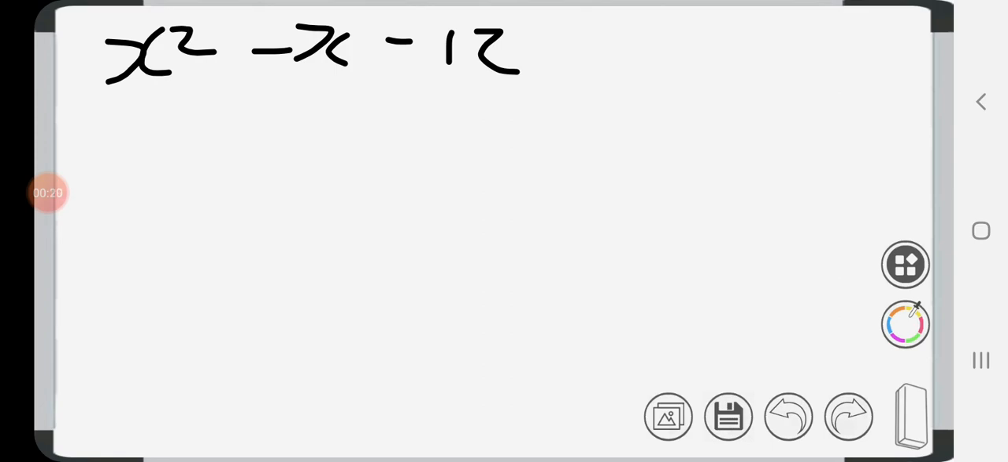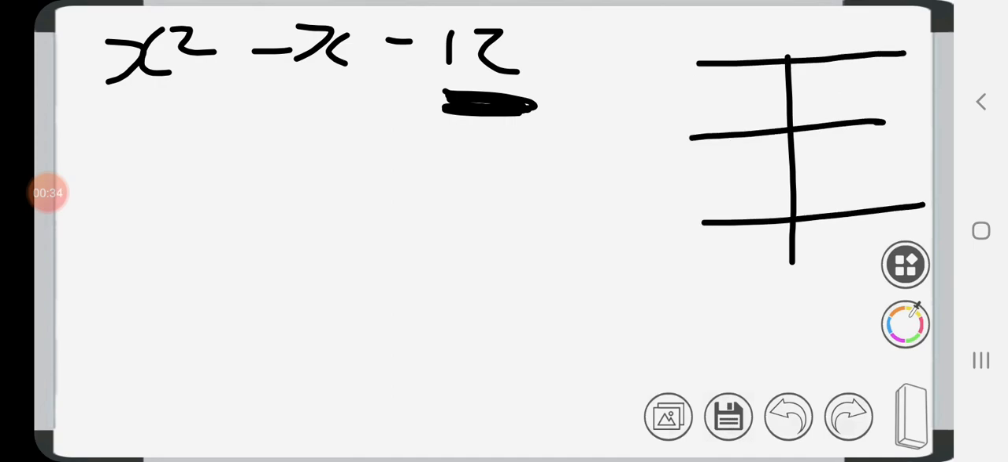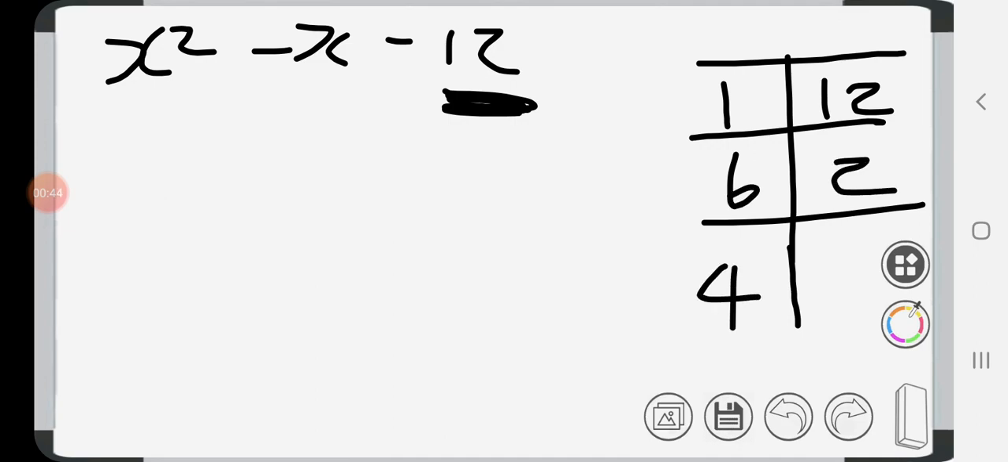We know that we have minus 12 here, and for us to factorize, we need to find two numbers that when you multiply must give you 12. So let's see what options we have. For you to get 12, you can multiply 1 with 12. You can also multiply 6 with 2, or multiply 4 with 3.